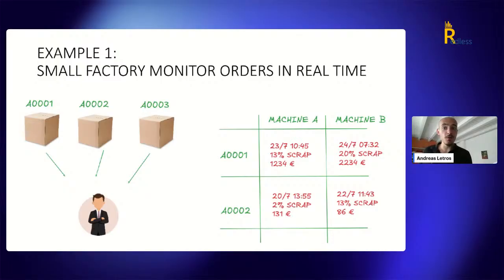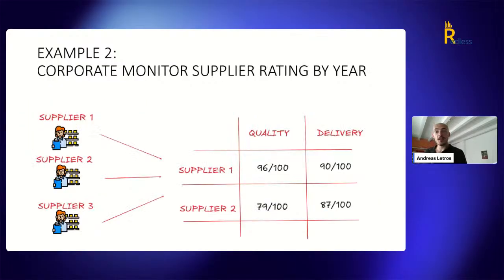So in this example, I would go for the desktop version. Second example: let's say that I am in a corporate environment and I want to monitor my supplier rating per year. I have 50 suppliers and they bring me different components. I want to know, over the whole year, how many times they gave me good quality, how many times they gave me good delivery, and create a rating for them, and decide in the end whether we keep going with the supplier or change the supplier.